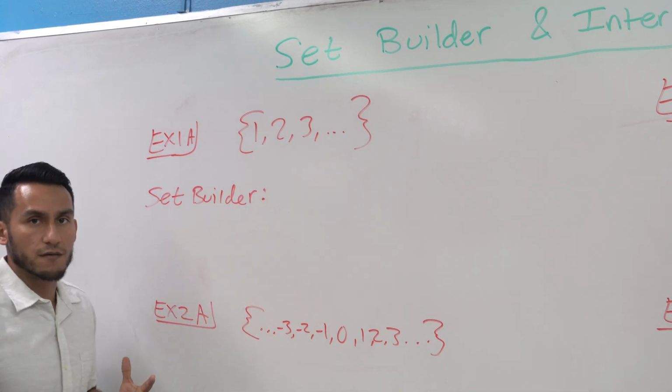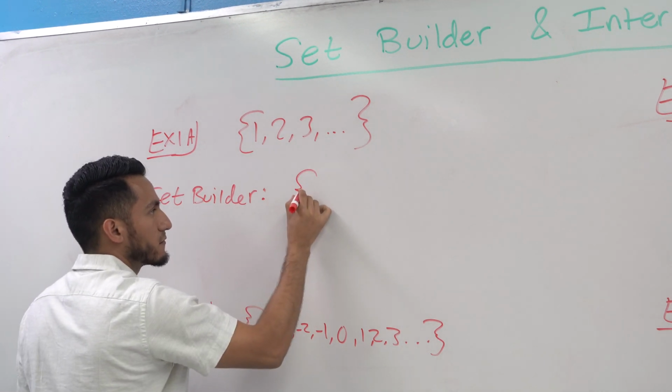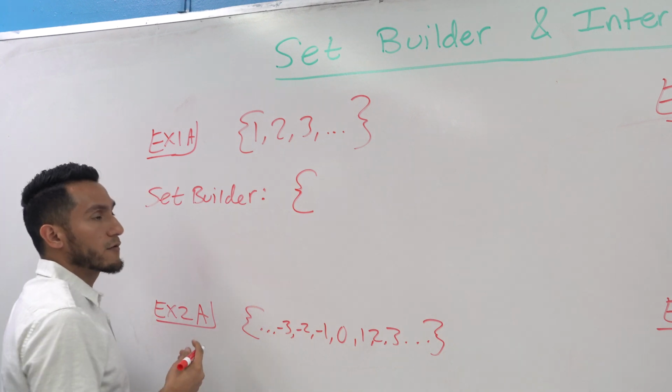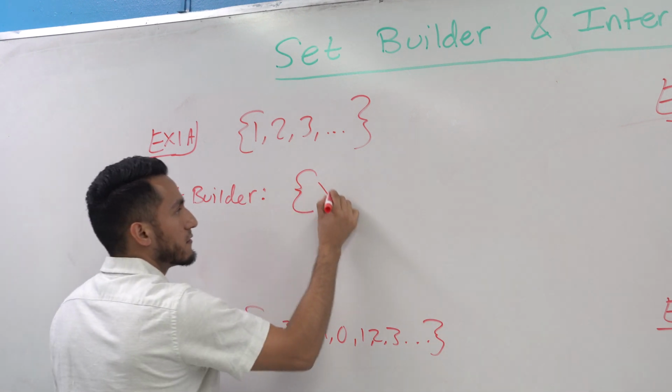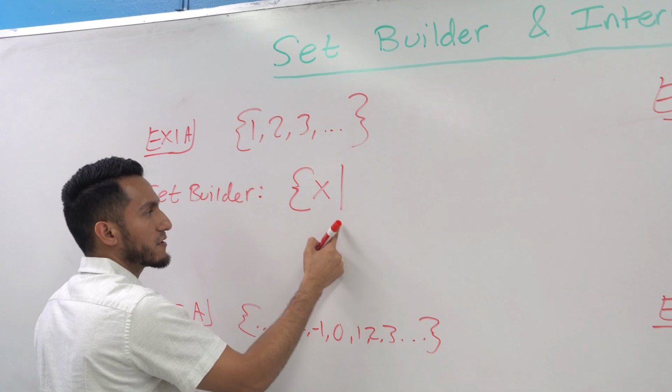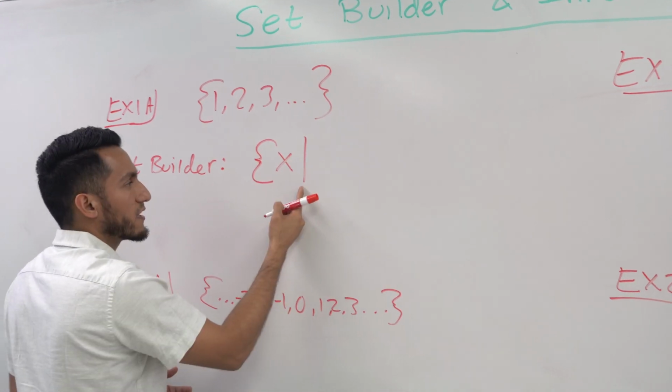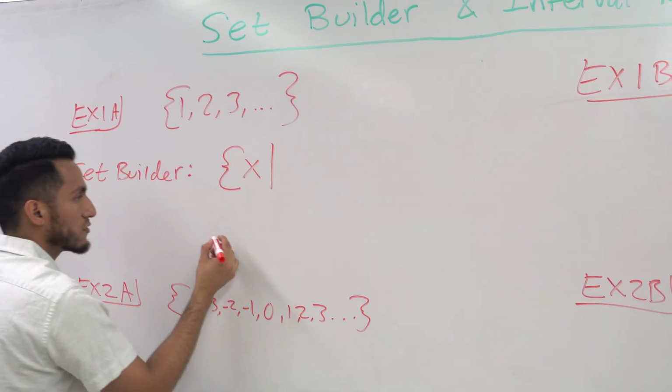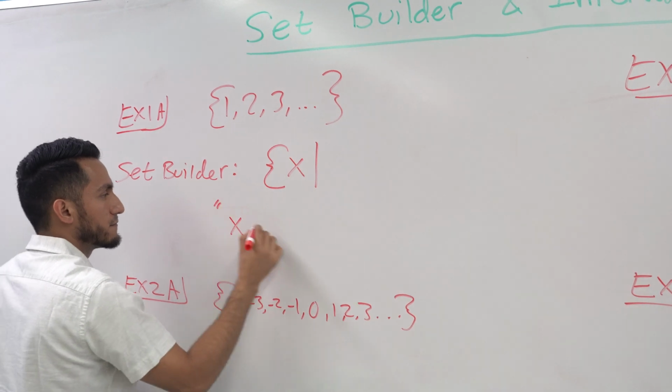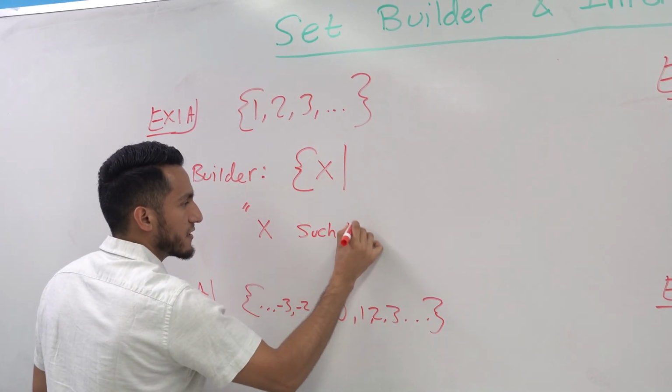we're always going to open up set builder notation with a curly brace. And then we got to define x. This is what we're looking for, x. And then we draw this vertical line. This vertical line means such that. So far, this is what we have, x such that.